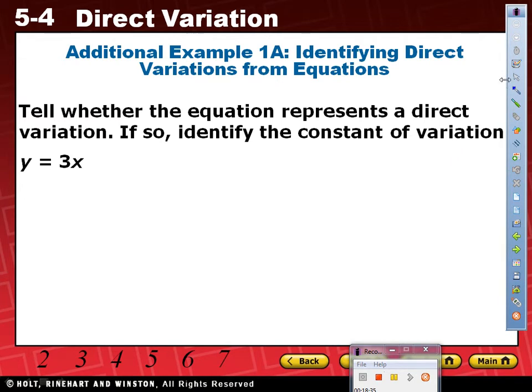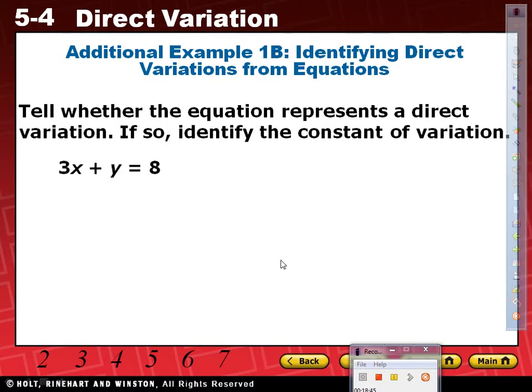See if we can do that one. We'll do this one together. Copy it, please. You don't need to copy the black text. Just copy the equation 3x plus y equals 8. Copy that, please. Okay, let's do this one together.